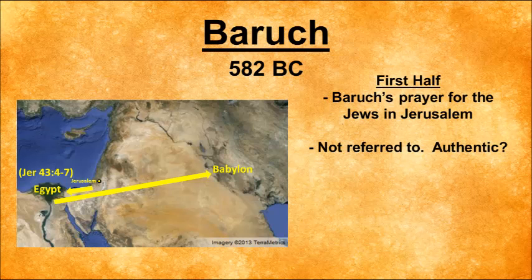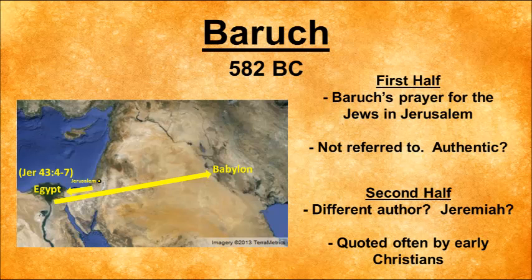The first half of the book is about Baruch's prayer to God that he sends back to the Jews in Jerusalem. There are some things in the first half of the book that raise questions about the book's authenticity. Interestingly, none of the early Christians quoted from the first half, but only from the second half.